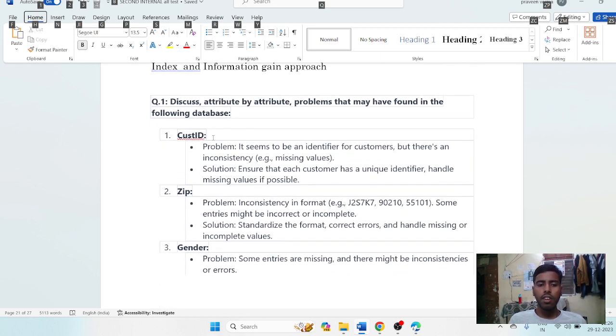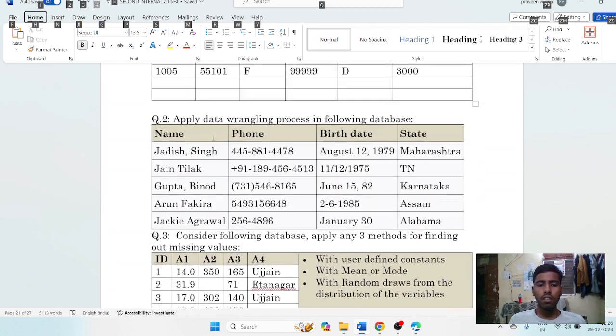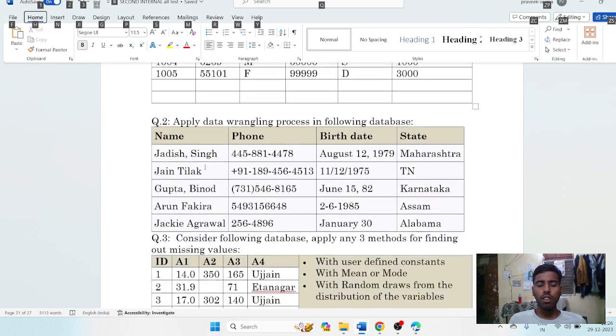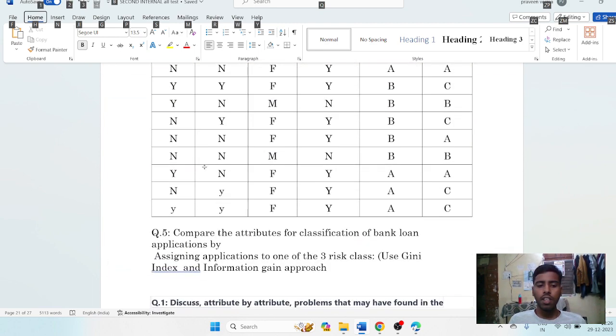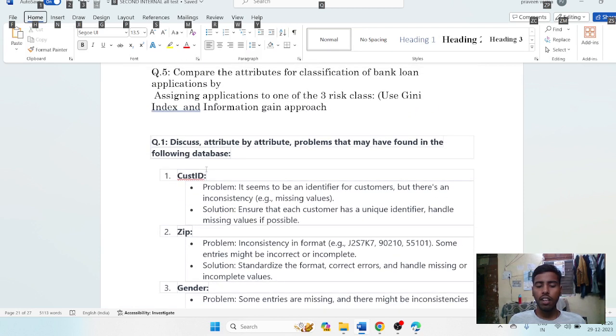So we first consider the customer ID attribute, which is the first attribute of the data set. We see what problem this attribute contains. First we see what the problem is, and then we see the solution. In this way we solve all the questions.